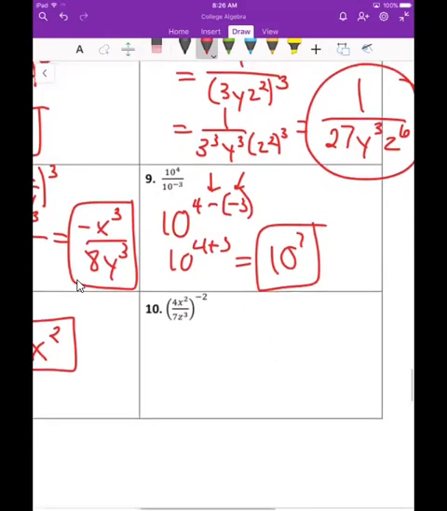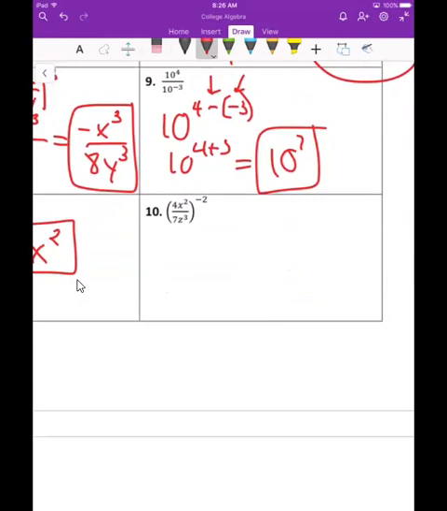All right, and your very last one here, this is a really good one again to take care of that negative exponent on the outside first by flipping that inside fraction. So I'm going to move 7z cubed to the top, and I'm going to move 4x squared to the bottom to make that outside power positive.